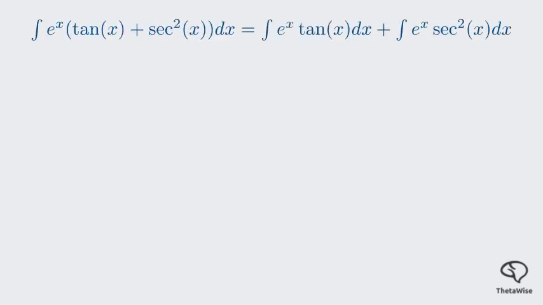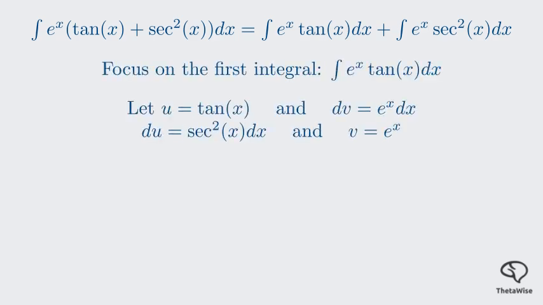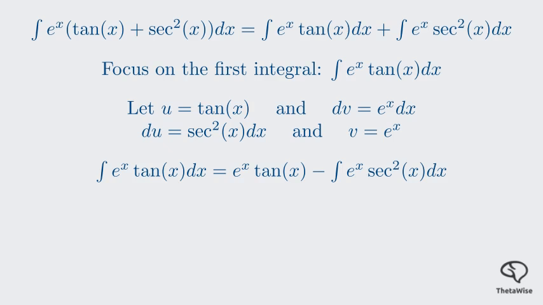same result. The textbook says to apply integration by parts to just the first integral. We split the original integral into two parts. The integral of e to the x tan of x dx plus the integral of e to the x sec squared of x. For the first integral, we'll use integration by parts. According to ILATE, we let u equal tan of x and dv equal e to the x dx. Applying the formula gives us e to the x tan of x minus the integral of e to the x sec squared of x dx.